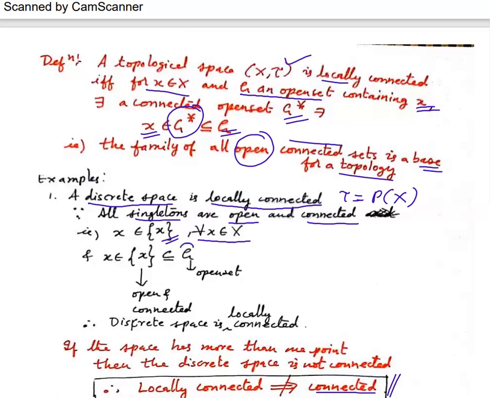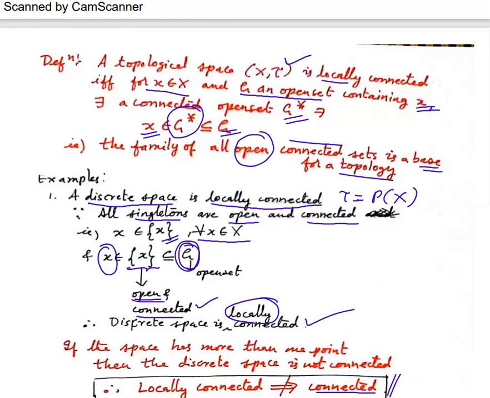So if you have any open set G of x containing the point x, there is always the singleton {x}, where x belongs to {x}. This is obvious. And that is contained in the open set G of x, and the singleton {x} is open and connected. For every point and every open set of that point, there is always a singleton which is both open and connected. Therefore, the discrete space is locally connected.